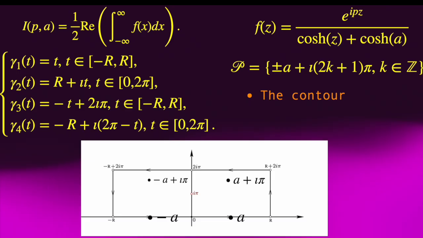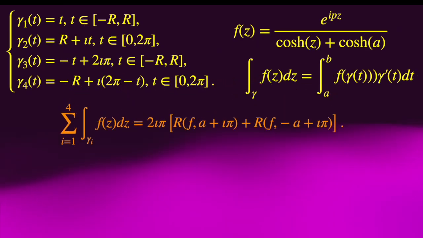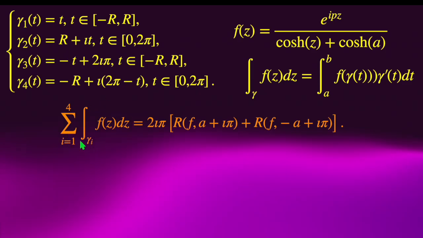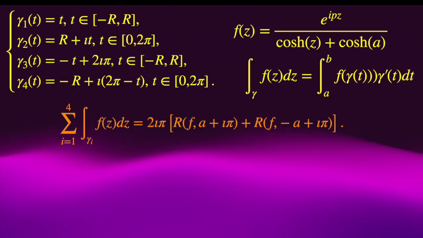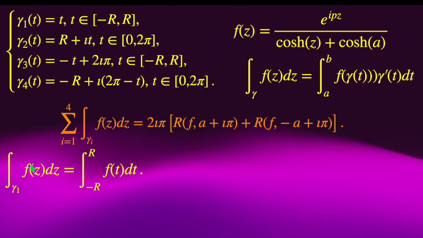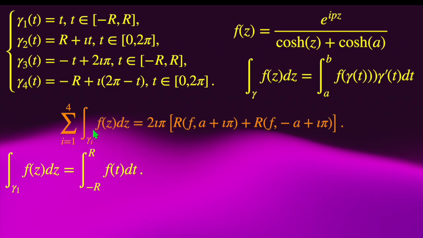Let's apply the Cauchy residue theorem. The Cauchy residue theorem tells us that the sum of the complex integrals of f over the four components of our contour is equal to 2iπ times the sum of the residues of the poles inside our contour. And now we use this formula to compute this complex integral.